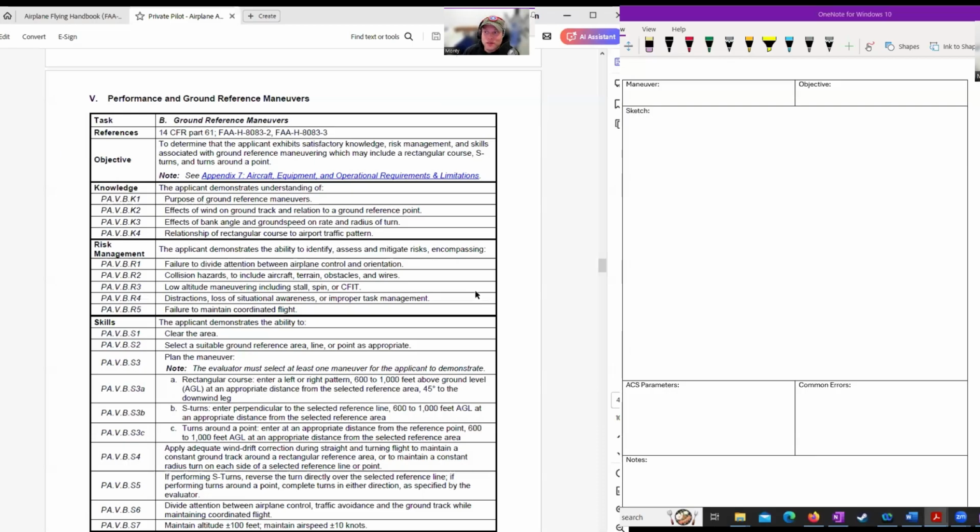How's it going, guys? Today we're covering ground reference maneuvers. Last week we covered steep turns, and you guys seem to like it, so we're going to keep going.